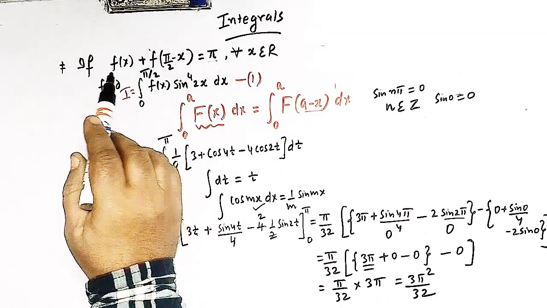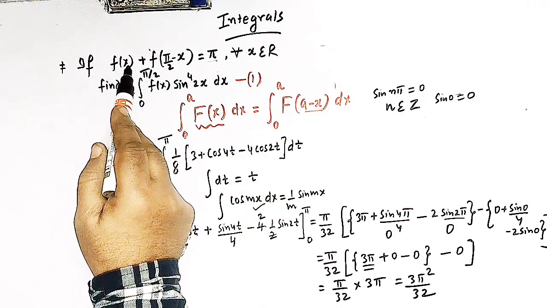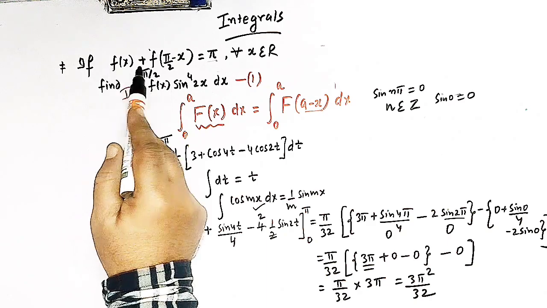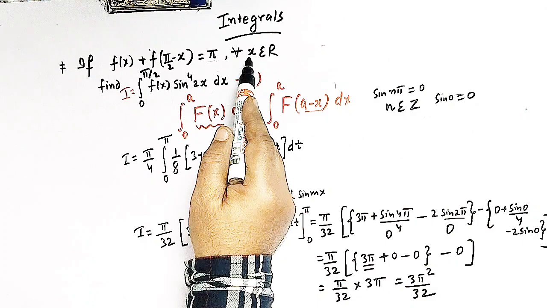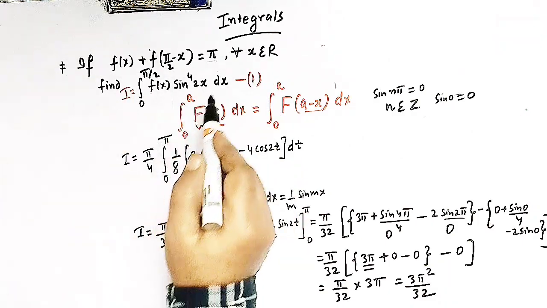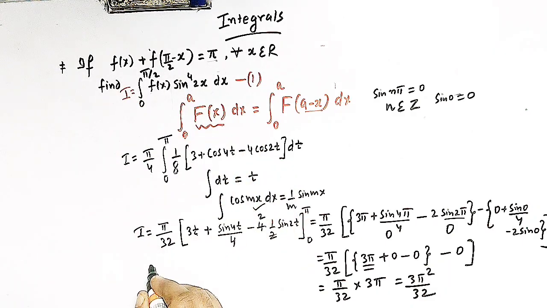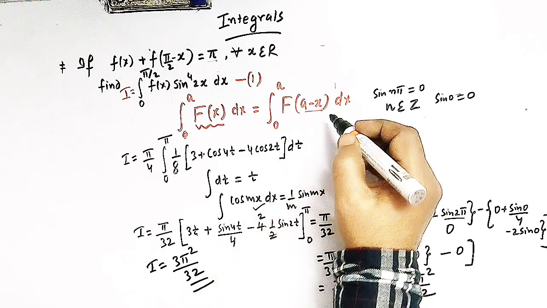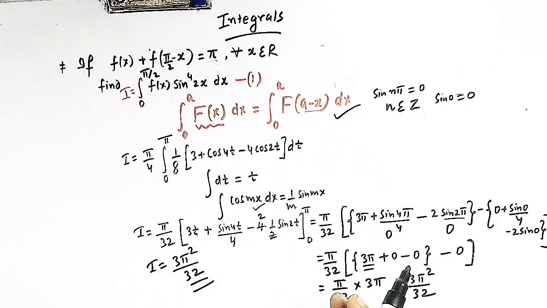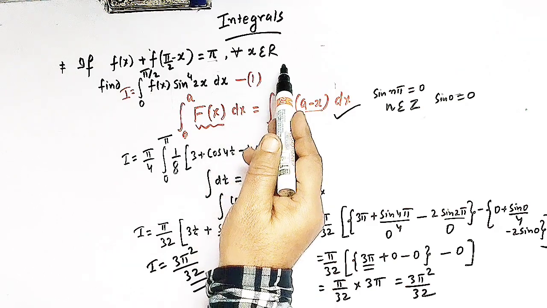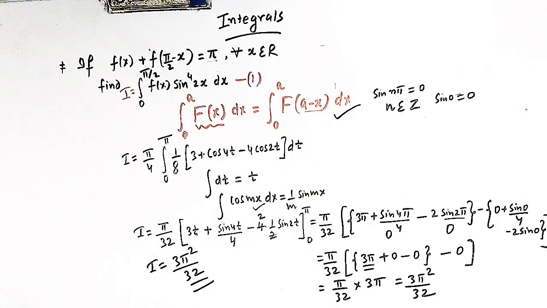So viewers, when we have a function f of x which satisfies this equation, f of x plus f of pi by 2 minus x is equal to pi, for all values of x belonging to the set of real numbers, then the value of this integral I is given by 3 pi square over 32. So this is how, by making use of this property of definite integrals along with some trigonometric identities, we can easily solve these kind of problems.